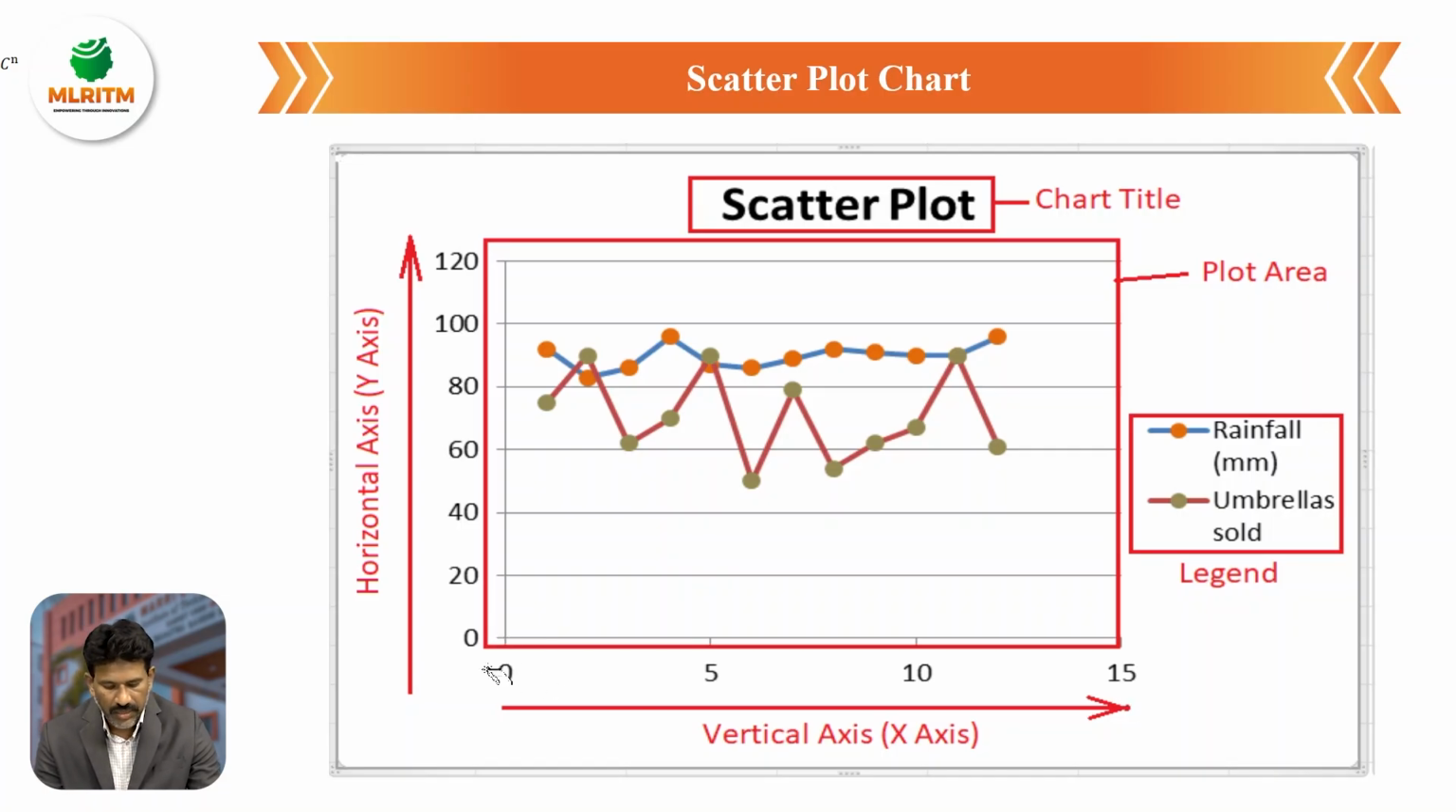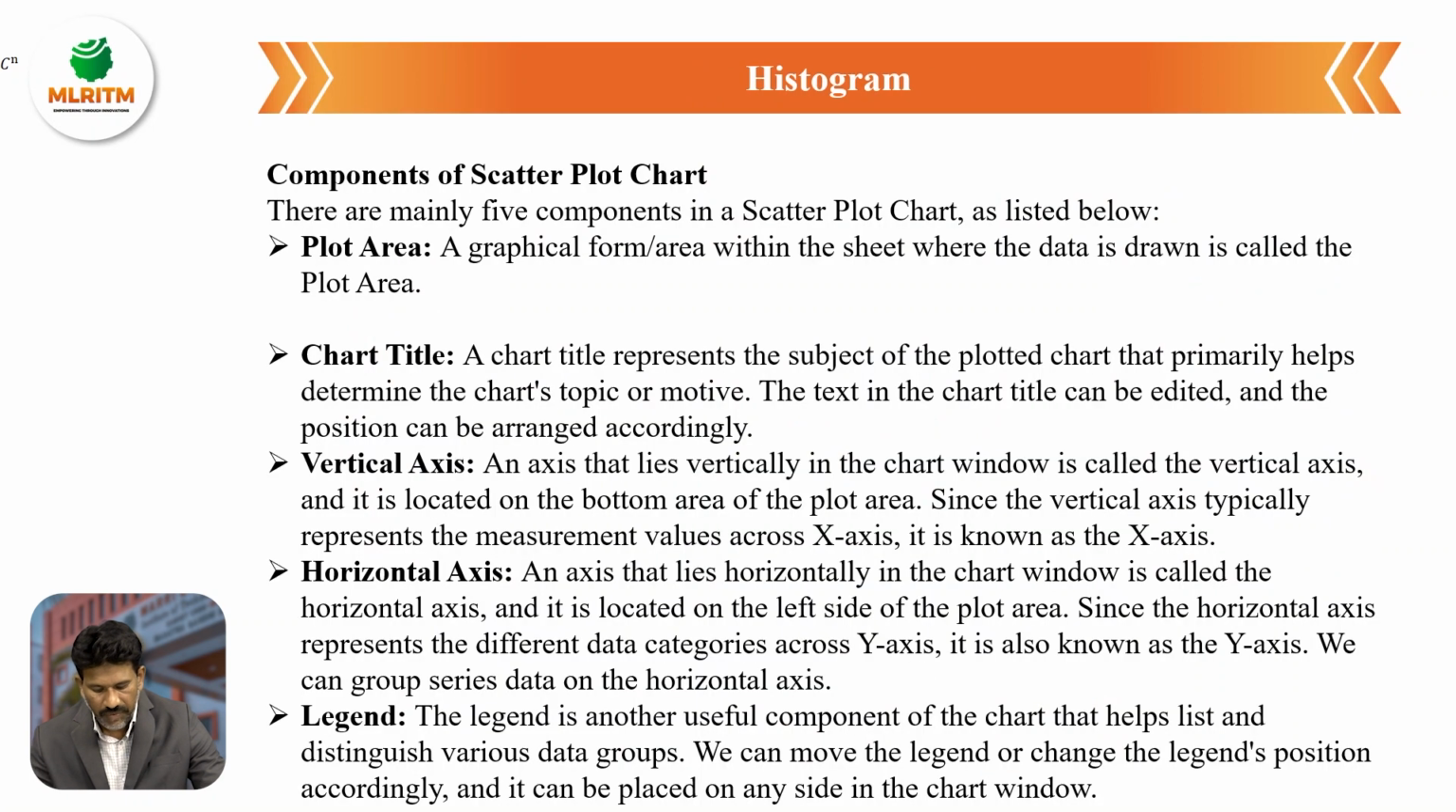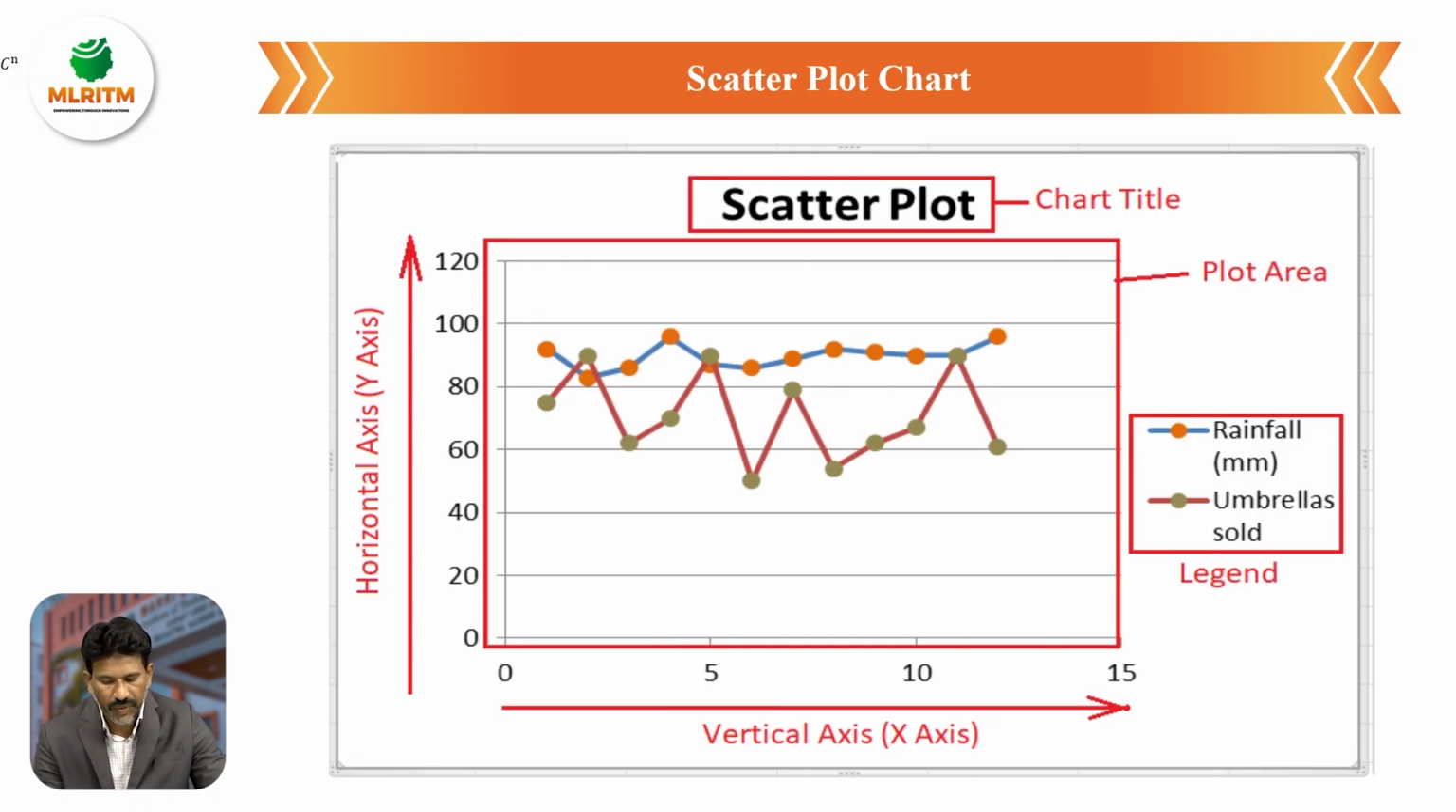If you see the y-axis from 0 to 120, when the rainfall starts from some particular 90 millimeters, the rainfall may go down and it may increase up to the end of the operations. So in this case, how many umbrellas are sold? When the rainfall is more, more umbrellas are sold. When the rainfall is less, the umbrellas sold decrease. These are all the 5 components, represented in this scatter plot chart.